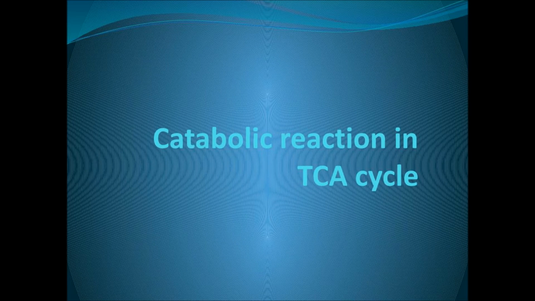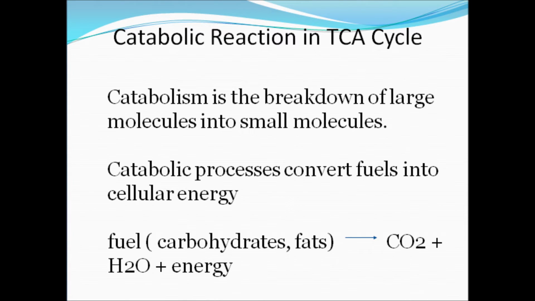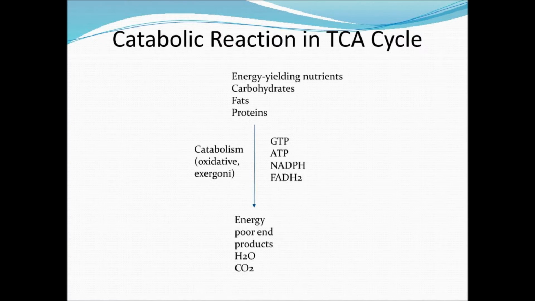Catabolic reactions in the TCA cycle. Catabolism is the breakdown of large molecules into small molecules. Catabolic processes convert fuels into cellular energy. Fuel, in the form of carbohydrates or fats, produces carbon dioxide, water, and energy. For example, glucose produces carbon dioxide, water, and energy.